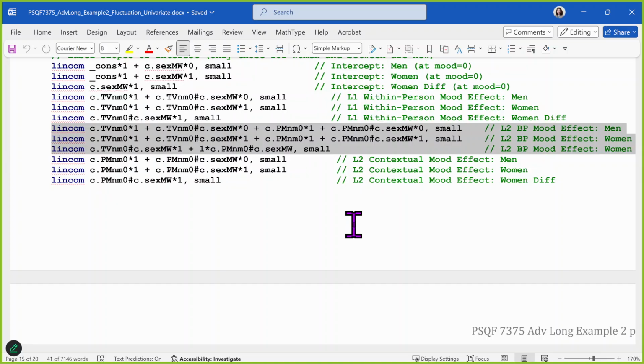And the other reason is in reading the literature. If you come across a model where someone has it set up this way, you need to know whether your level 2 effects are between or contextual.